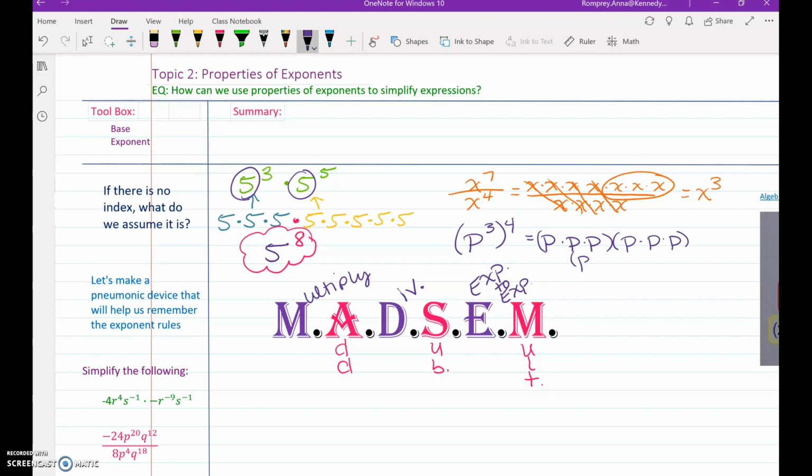So 4 groups of them, meaning I have how many p's? Well, 3, 6, 9, 12. So it equals p to the 12th. Or the easy way is to say, well, I got an exponent to an exponent, so boom, I'm going to go ahead and multiply. Again, these are just proofs. I'm just showing you why these rules are what they are.